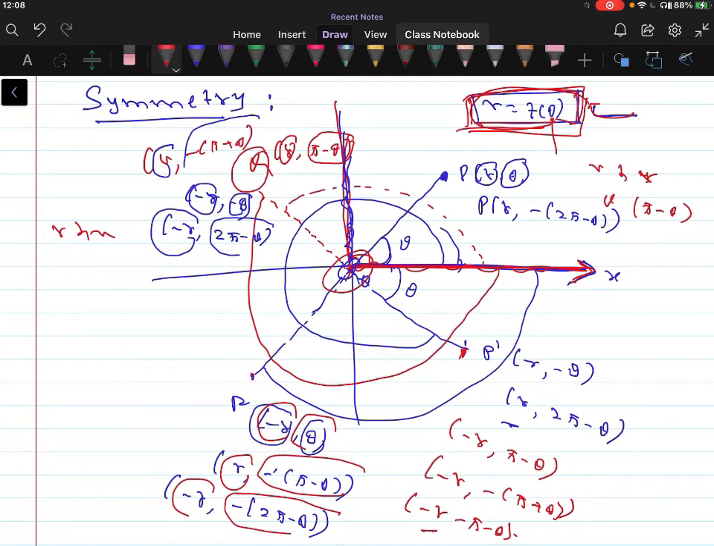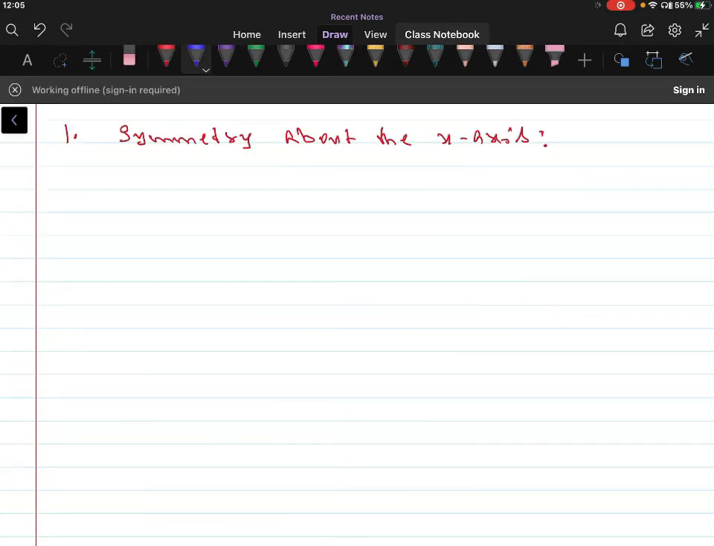The point in R is r comma pi plus theta. So from this side, that is r comma pi plus theta. If r is replaced by r and theta by pi plus theta, if there is no change in the polar curve, then the curve is symmetric about the origin. So let me conclude that.